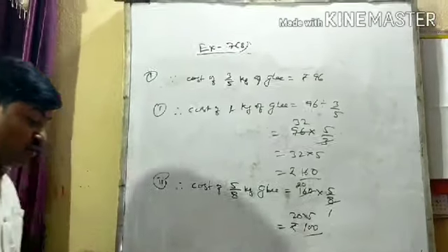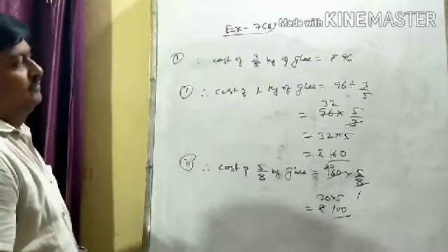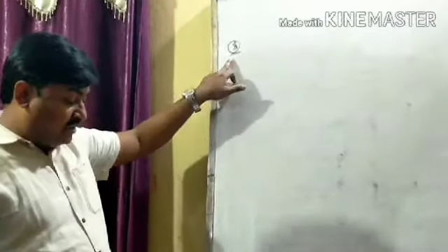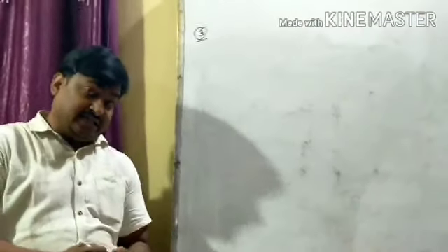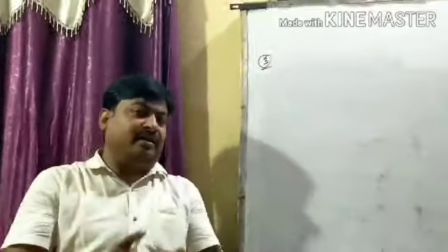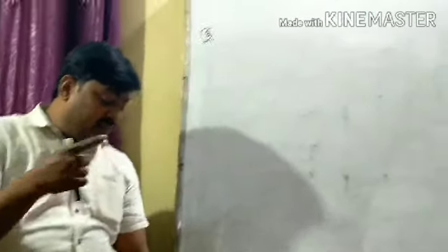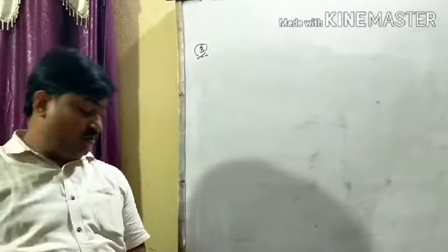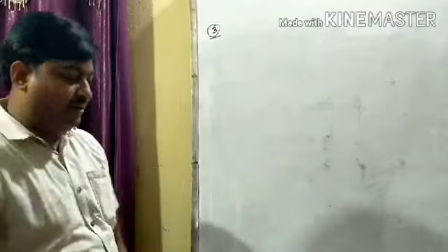So the next question I am explaining is question number 3. A wristwatch loses 10 seconds in every 8 hours. Then how much time will it take to lose 15 seconds? Means, to lose 15 seconds, how much time will be needed?